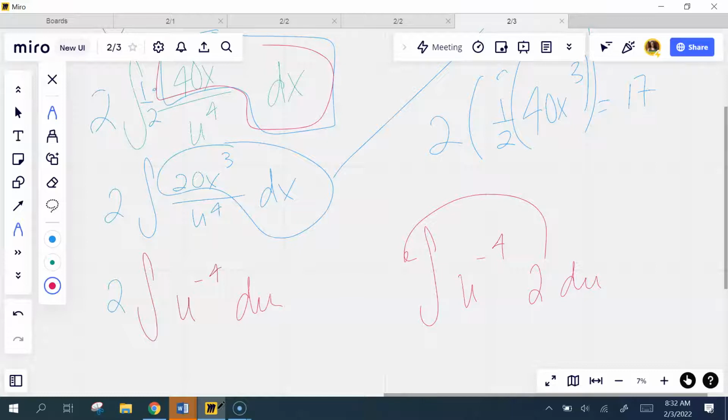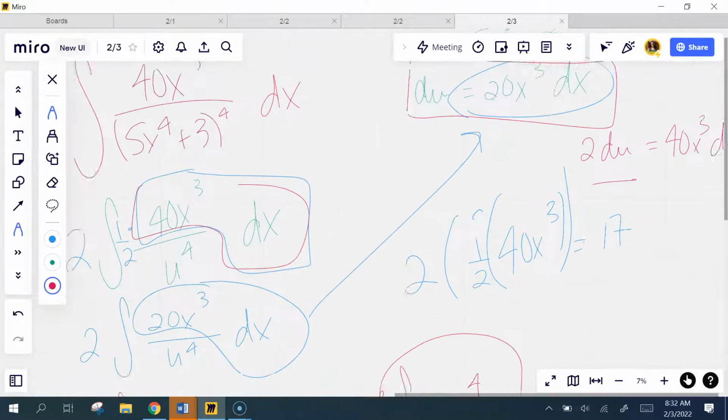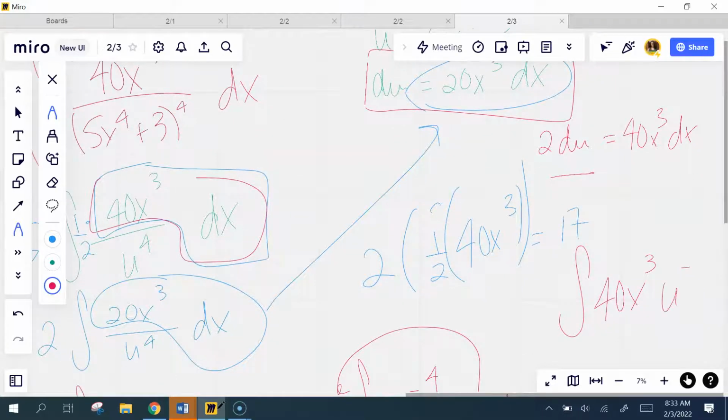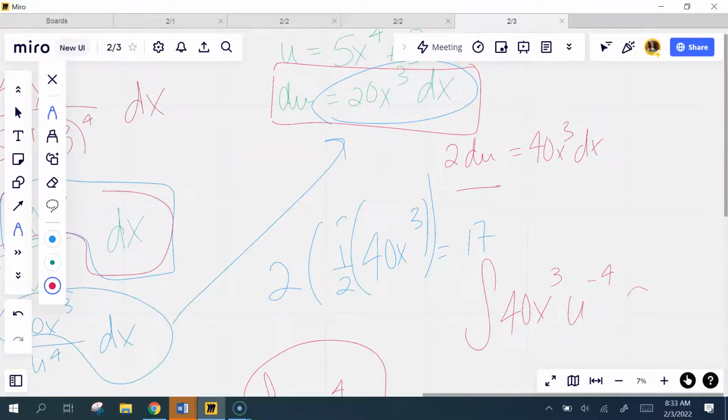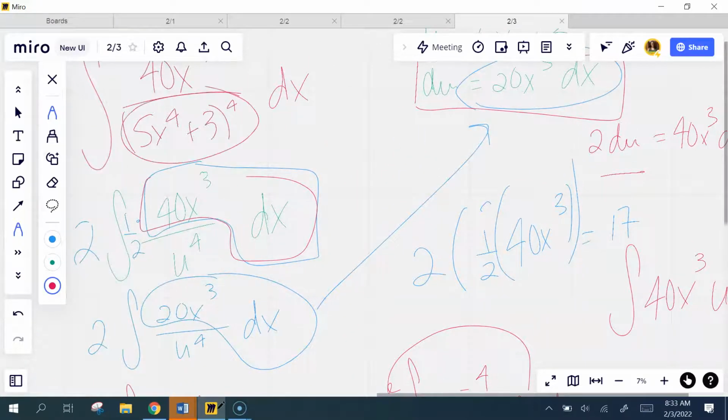In the very beginning, I agree. I think that's probably easier too. Yes, so what she's saying is in the beginning, when she first started, she changed that problem to 40x cubed u to the -4 dx, and it was easier for her to see. She changed that to a negative. You probably did it there, didn't you?